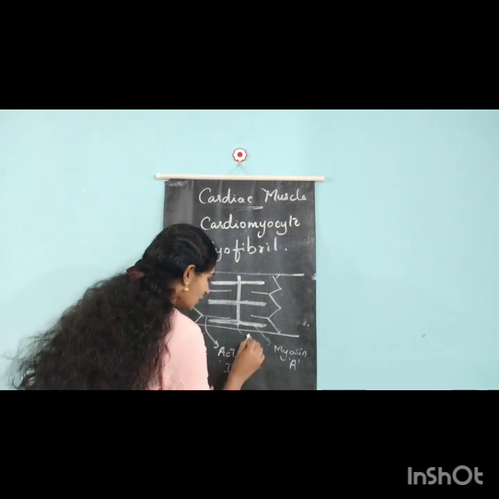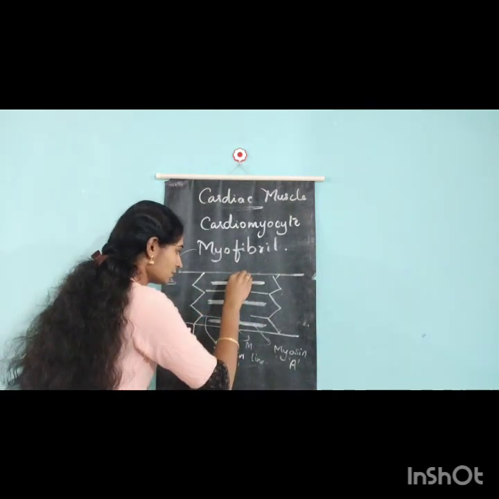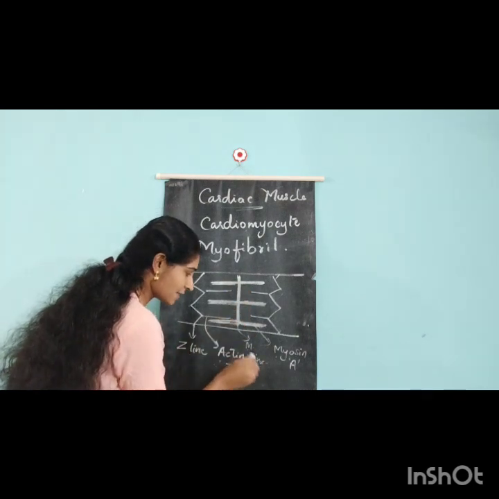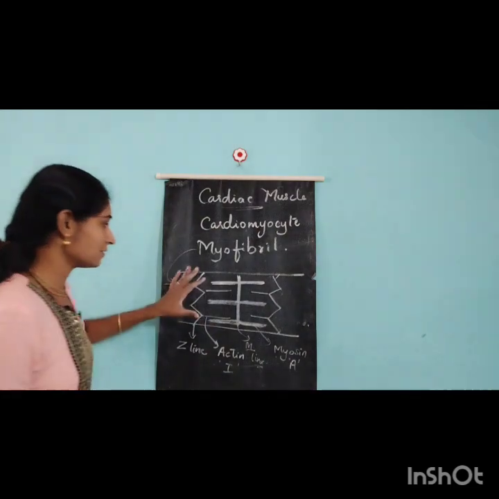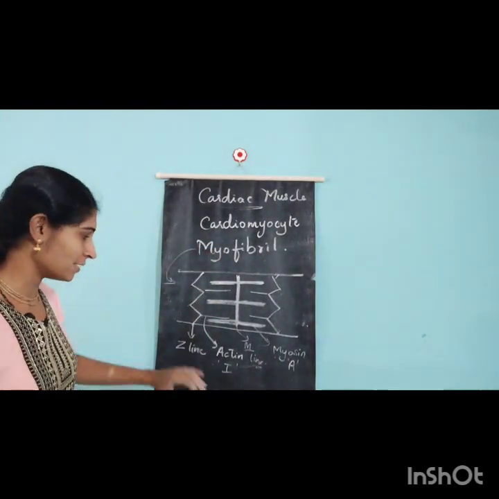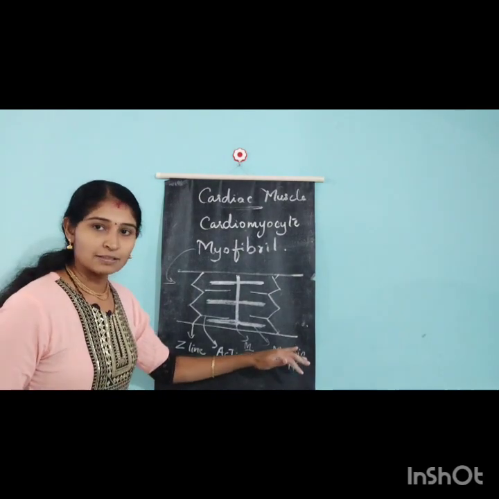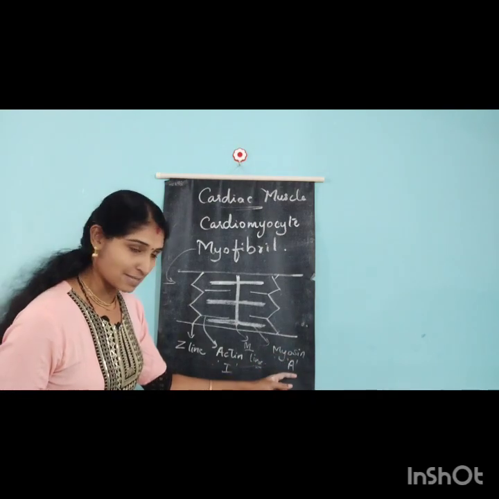So there is a thick line in between, it is called as M line. What it is called as? M line. See, this is the structure of myofibril. Myofibril contains myofilaments called actin and myosin. These two are the proteins. It is named as actin as I, myosin as A.